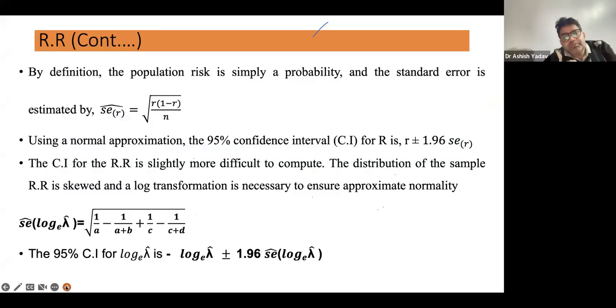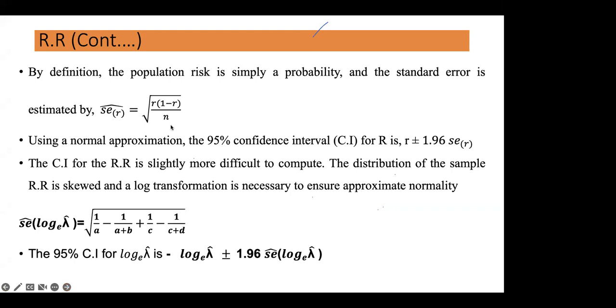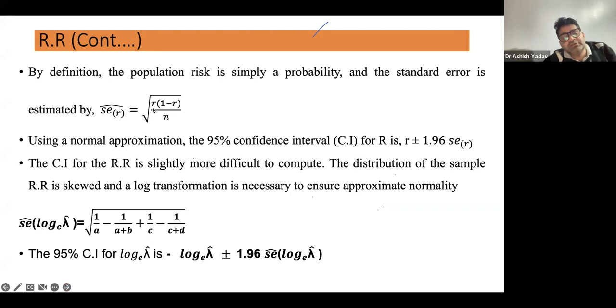By definition, the population risk is simply a probability, and if you remember, it's a type of proportion only. For a proportion, we can estimate the standard error: it is P into Q divided by N. So the standard error for the risk is also the same. Instead of the proportion P, we use the risk R into 1 minus R divided by N. Once we know the point estimate and the standard error, using 95% normal approximation, we can calculate the confidence interval.